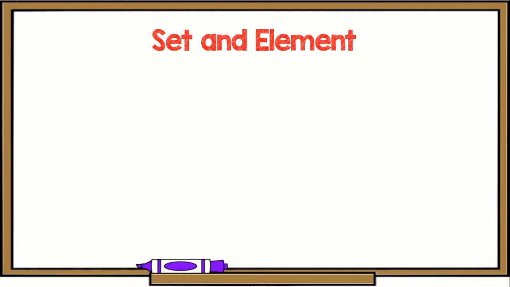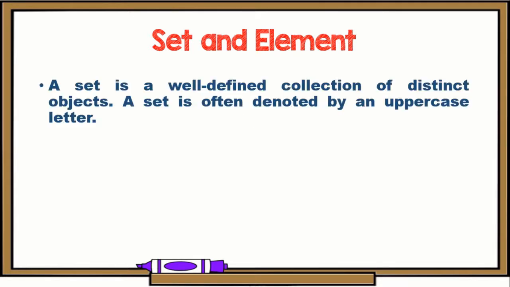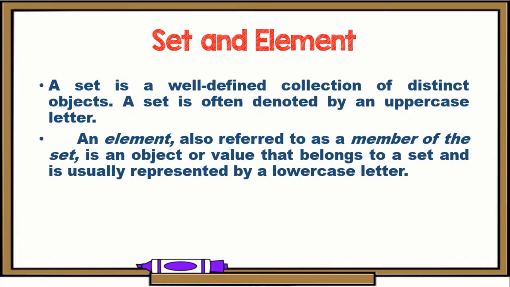So let's start with the definitions. A set is a well-defined collection of distinct objects. A set is often denoted by an uppercase letter. An element, also referred to as a member of the set, is an object or value that belongs to a set and is usually represented by a lowercase letter.